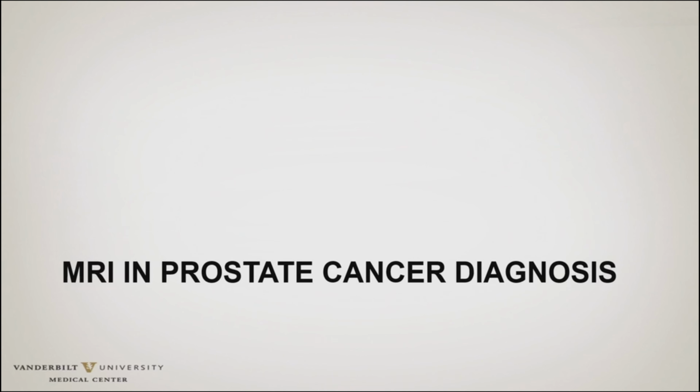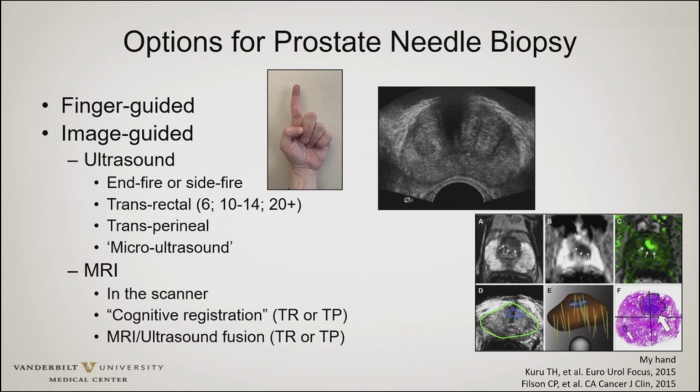So why MRI in prostate cancer diagnosis? Finger-guided biopsies are out. By the way, the AUA is very strict about references, so that is my finger. It's a little crooked, but that is my finger. Finger-guided biopsies are out, and we're left with image-guided ultrasound or MRI-based biopsies.